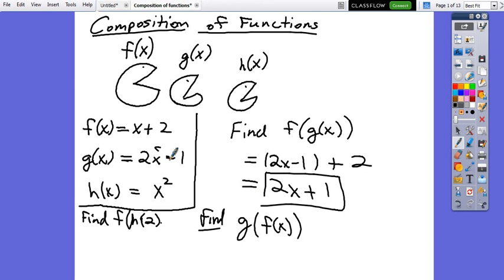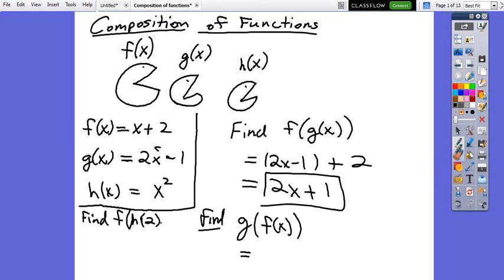All right, so now let's work backwards here. Let's find g of f of x. If I want to find g of f of x, the big function this time is function g. The function that comes first, we think of as the big function. That's the one that's swallowing the other function. So function g comes first. What is function g? It is 2x minus 1.